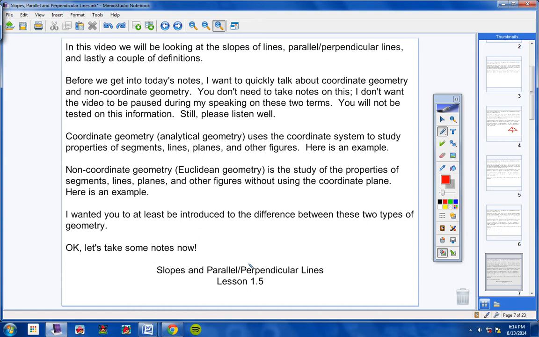All right, your heading today is, write this down, slopes and parallel perpendicular lines. Slopes and parallel perpendicular lines. The lesson number is 1.5. Okay, lesson number is 1.5, and if you would please include today's date right here so your notes are organized. Okay, include today's notes. Here we go.